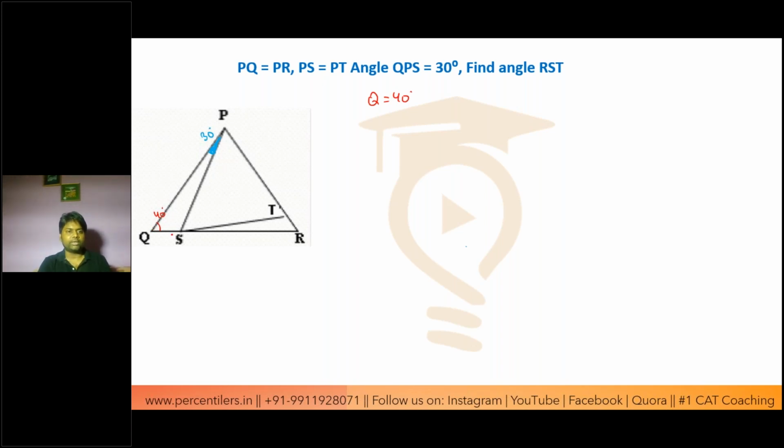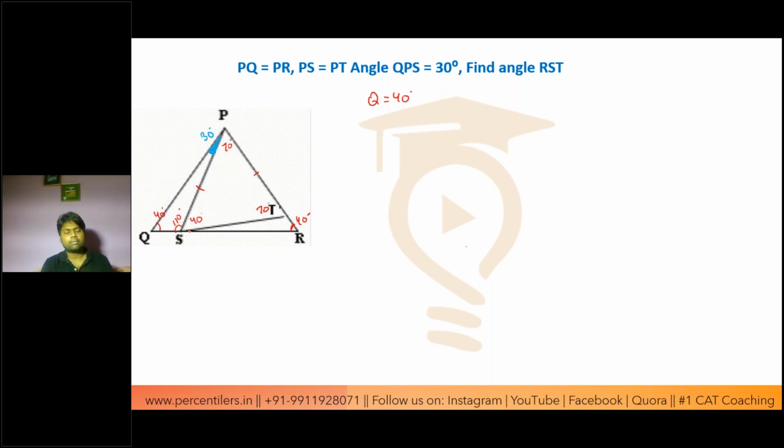So in the triangle PQS, 30, 40, 70, this must be 110. If this is 40, this is also 40, 40, 40, 80. So the entire angle P must be 100. Out of 100, you have this 30, so this must be 70. Now PS is equal to PT. If this is 70, this is also 70. 70, 70, 140. This must be 40.